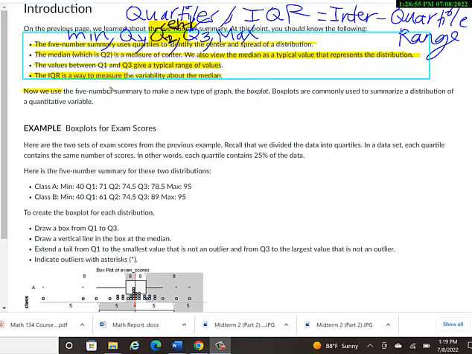We use the 5-number summary to make a new type of graph, the box plot. Box plots are commonly used to summarize a distribution of a quantitative variable. So I think we kind of saw a box plot maybe in the previous video. It was kind of like a dot plot, but you see the quartiles cut off based on color. They use white and gray to signify the end or the beginning of one quartile or the next. So yeah, let's look at that.